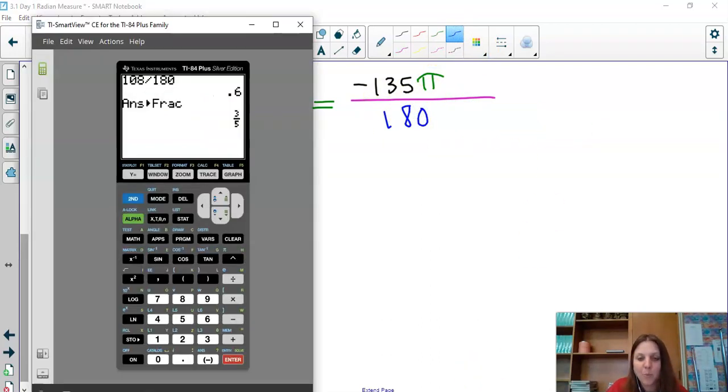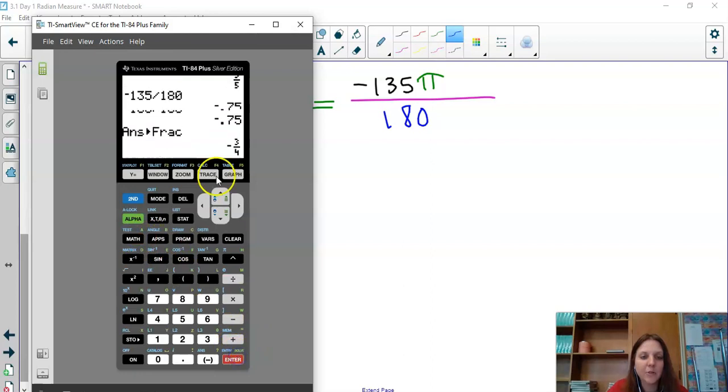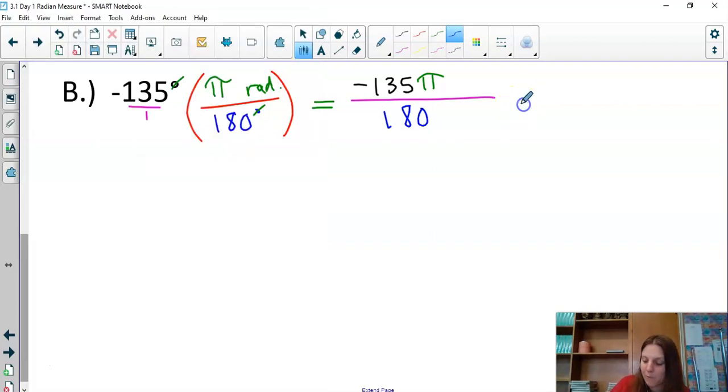So I'm not going to push that pi into the calculator, though. Negative 135 divided by 180. Remember, you hit enter. Oh, this is 0.75, 3/4. So I'm going to hit math, enter, enter. Remember, that turns it back to a fraction. So it'd be negative 3/4.